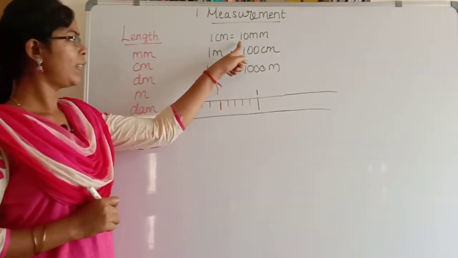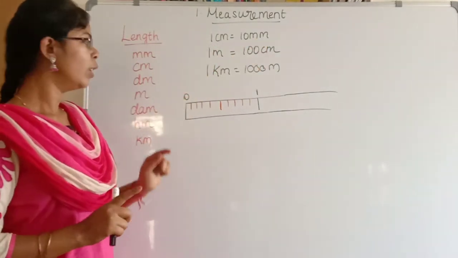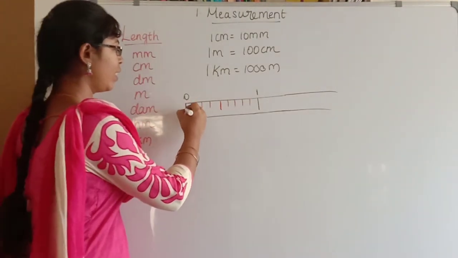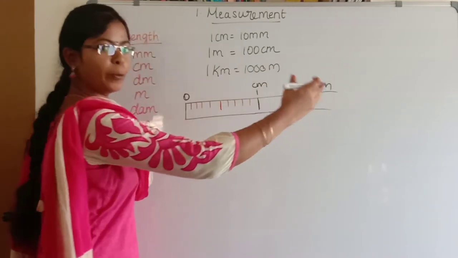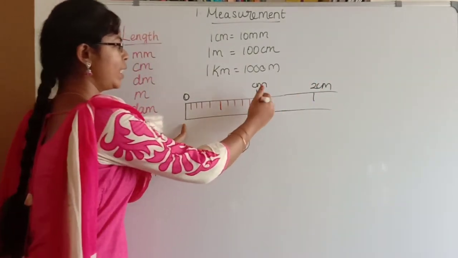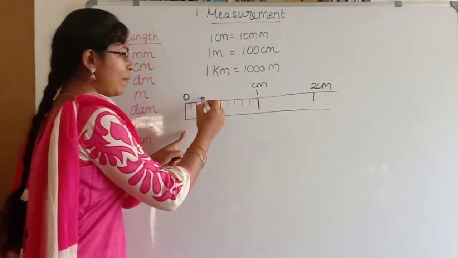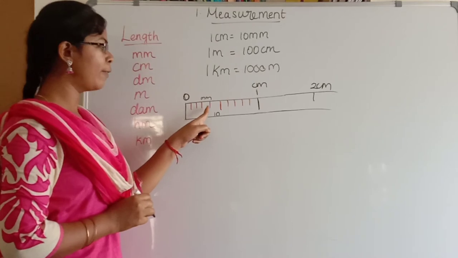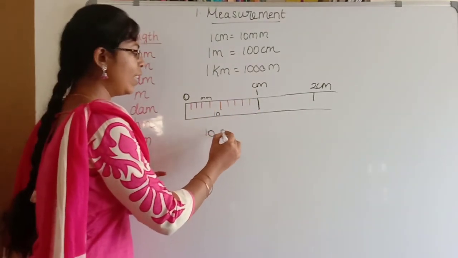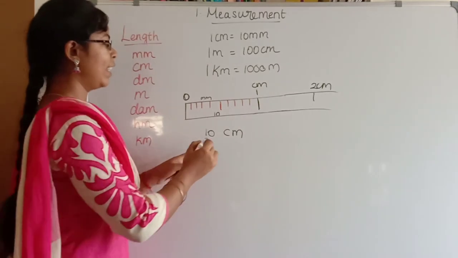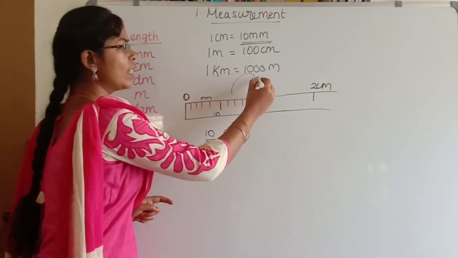Normally we say 1 centimeter is equal to 10 millimeter. This centimeter and millimeter are there in your normal scale. When you take this and see, this is 0, this is 1 centimeter, then 2 centimeter, likewise it goes up to 15 centimeter. Take this 1 centimeter, and when you count the lines, there are 10 lines in it. The smaller lines are nothing but millimeters. So 10 millimeter lines form 1 centimeter.